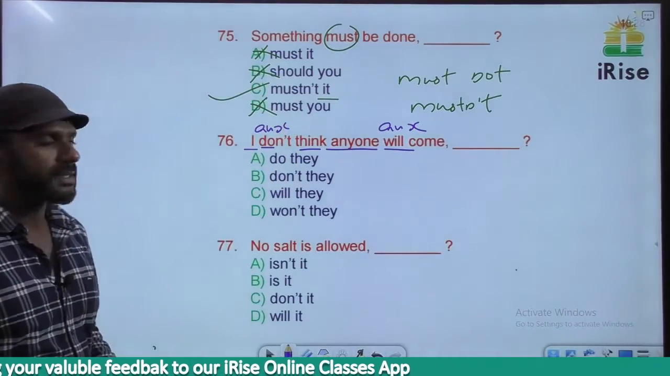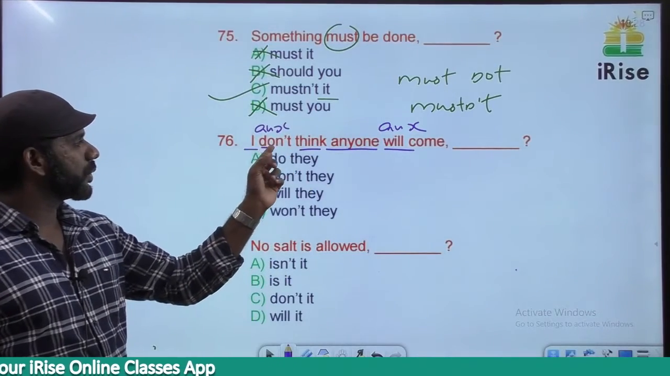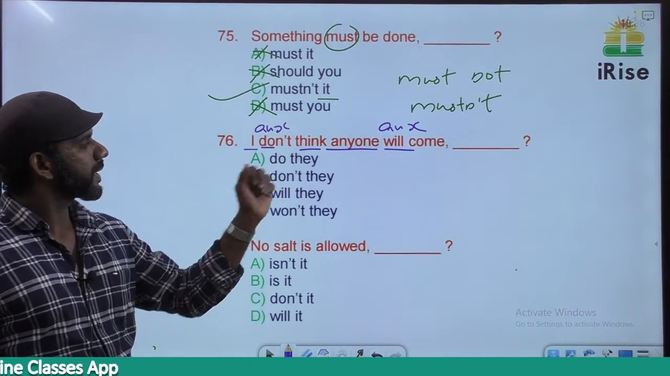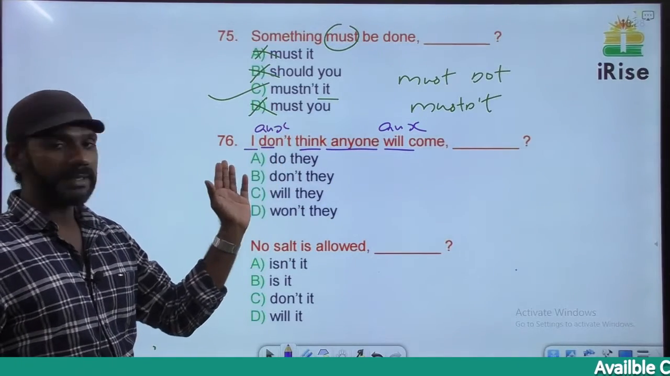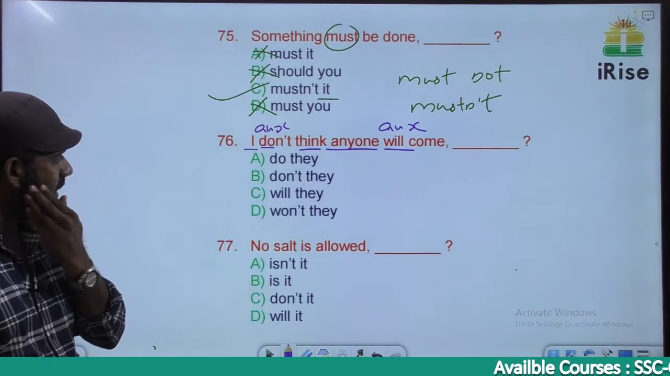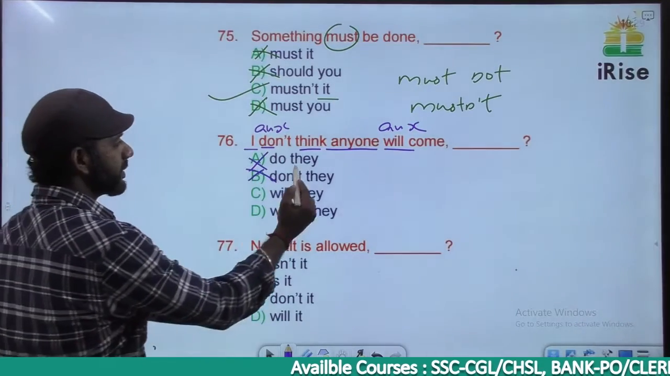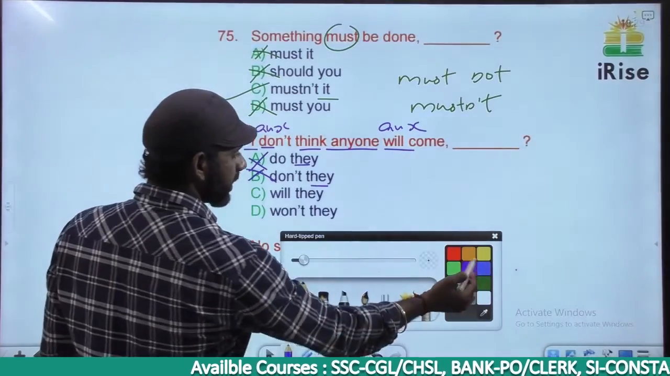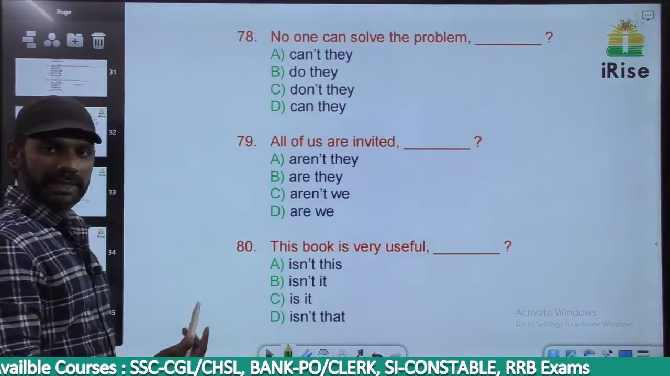So we have two subjects here. One is I, the other one is anyone. The auxiliary verb do is related to I. The auxiliary verb will is related to anyone. Right. Do is related to I. Will is related to anyone. Based on that, A and B are gone. They means anyone, because for an indefinite pronoun, we use they.